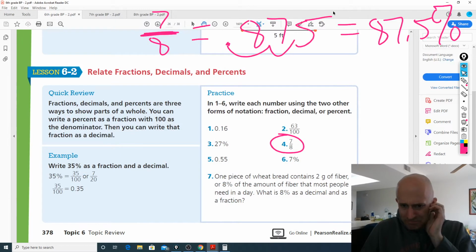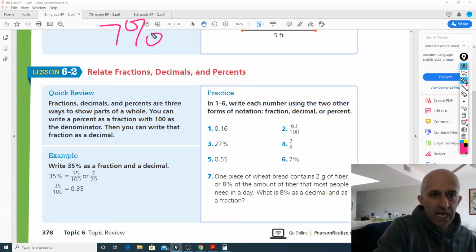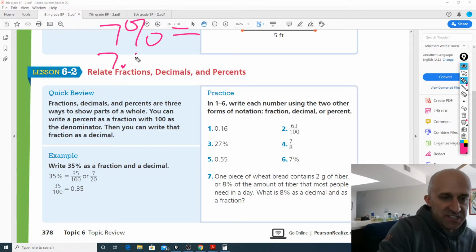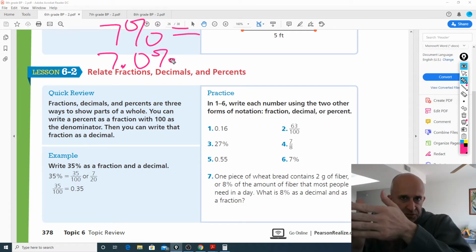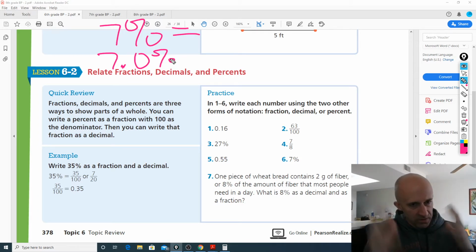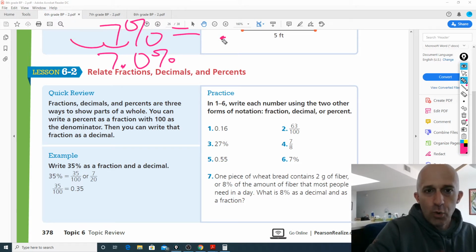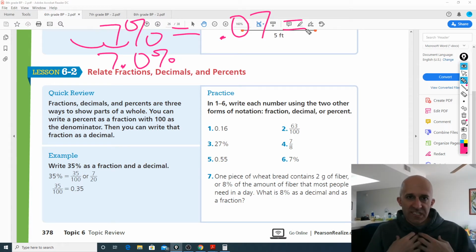In the instance of number 6, if I have 7% and I want to change that to a decimal, know that it's like saying I'm at 7.0%. I'm then taking that decimal and moving it 2 to the left. Percent to decimal is 2 to the left. Decimal to percent is 2 to the right. So moving it 2 to the left makes it 0.07 as a decimal.